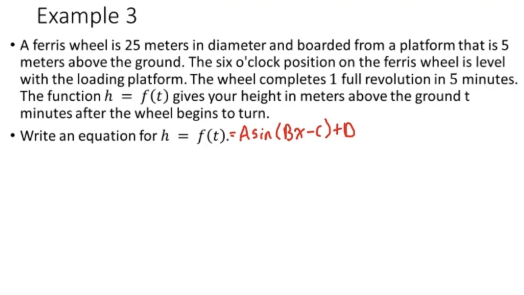So like the last problem, we'll start with a sine(bx minus c) plus d, and if we need to readjust sine to cosine, we can, depending on the pattern that we see fit. Now, one piece of information that jumps out is that the wheel completes one revolution in 5 minutes.